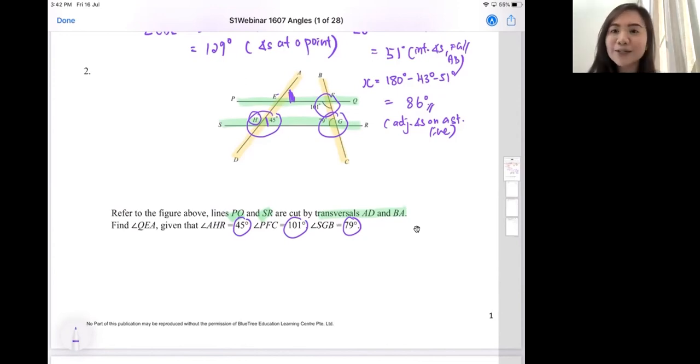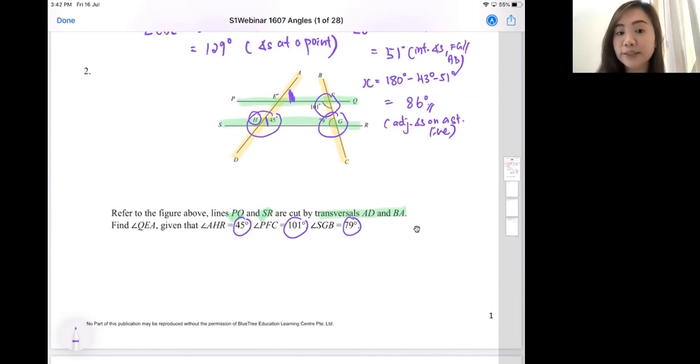But the question now is that there's no mention of any parallel lines. Nobody says that PQ is parallel to SR. So in this case, we will have to use converse theorems to prove that the two lines PQ and SR are parallel first, before you can even use the corresponding angles property. So we have to conclude that PQ and SR are parallel first.